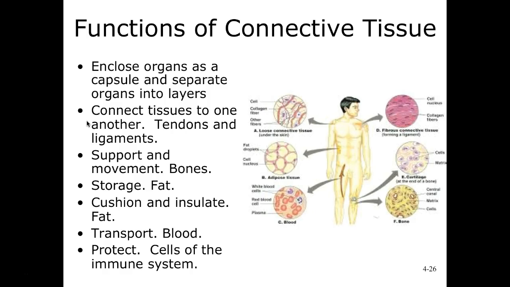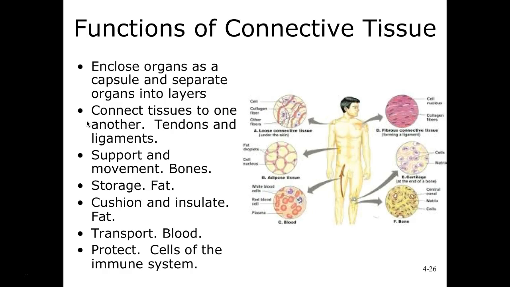Our bones are going to give us rigid support, and our cartilage gives us kind of a rigid support, but will also have a little bit of a cushion there for us. It'll serve more for structures of our nose and our ears and the surfaces or the ends of our bones.